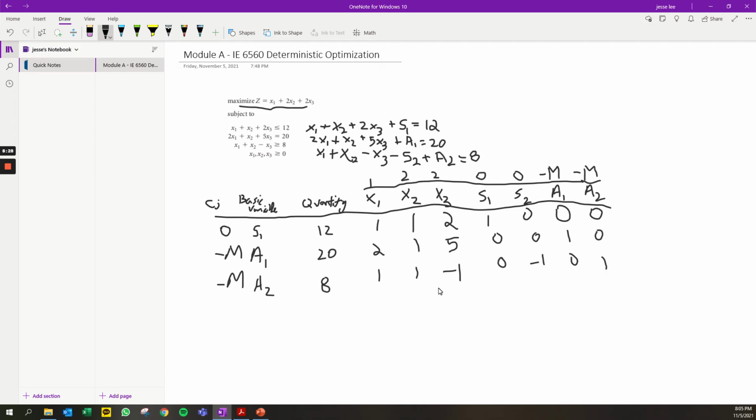Okay, so now we filled up our table, we draw a line, and now we're gonna denote a variable called Zj under the basic variable chart column. And what Zj is basically adding up your quantity multiplied by your Cj. So here we have 0 plus 0 times 12, which is 0, minus 20m, and then we're going to add that with minus 8m. So we have minus 28m.